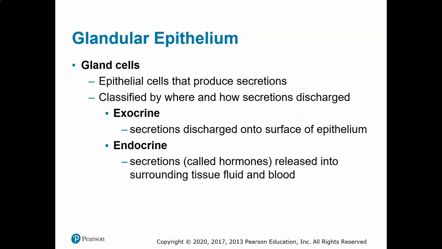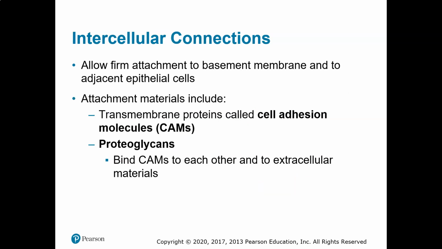The glands are either exocrine glands, in which the secretions of the glands are discharged onto the surface of the epithelium through a duct. The key is that the secretions are secreted through a duct or small passageway. Whereas if it's an endocrine gland, the secretions, which we call hormones, are released into tissue fluid and then into your blood. So hormones released into the blood would be endocrine. Now, the cells are attached to each other in different ways.